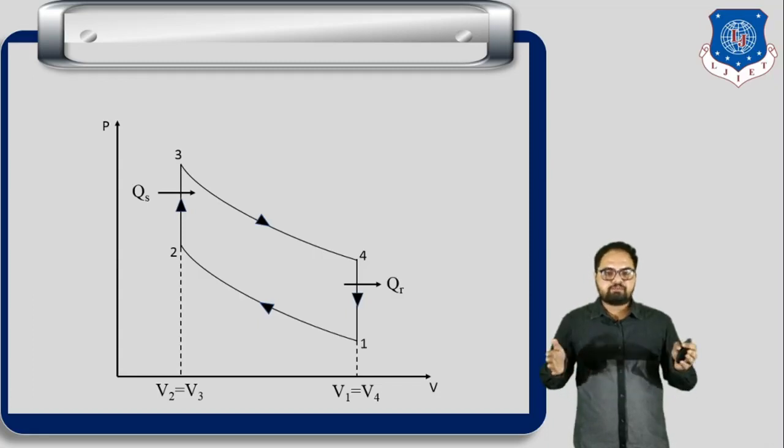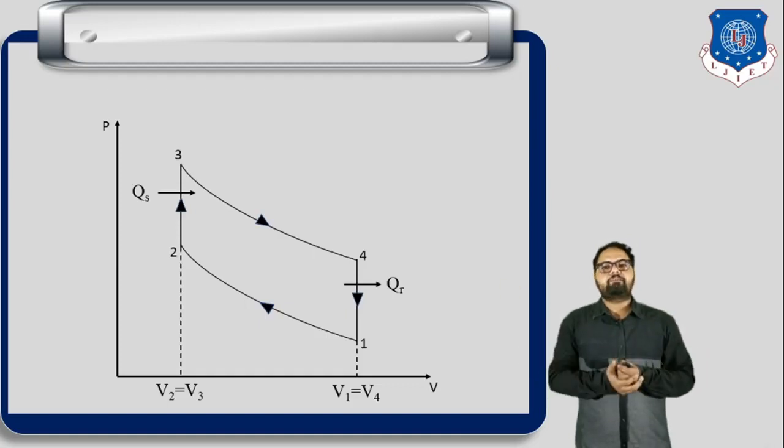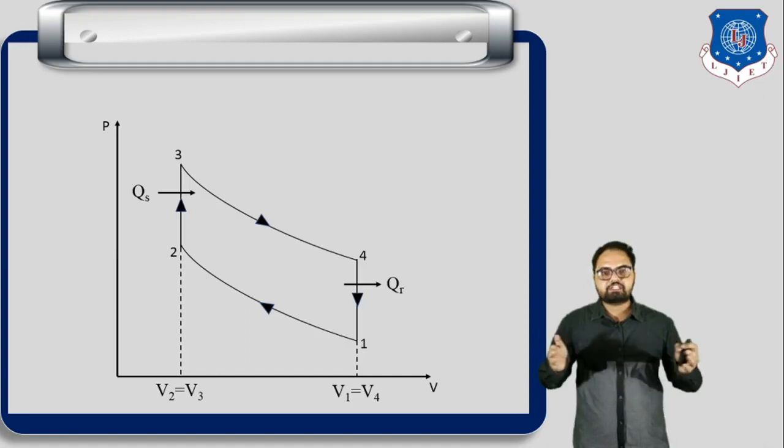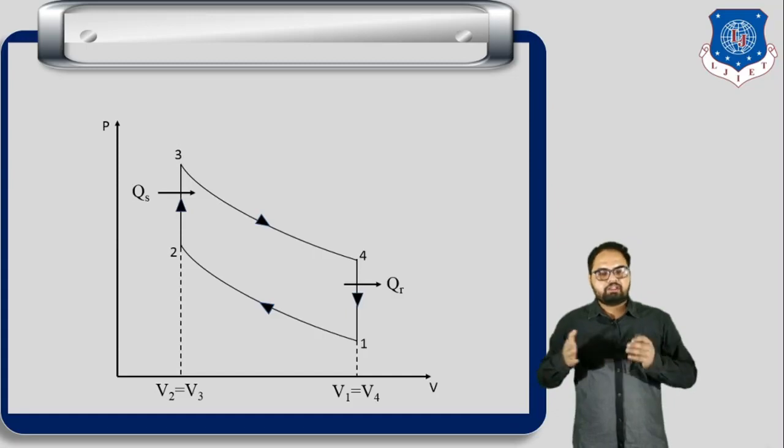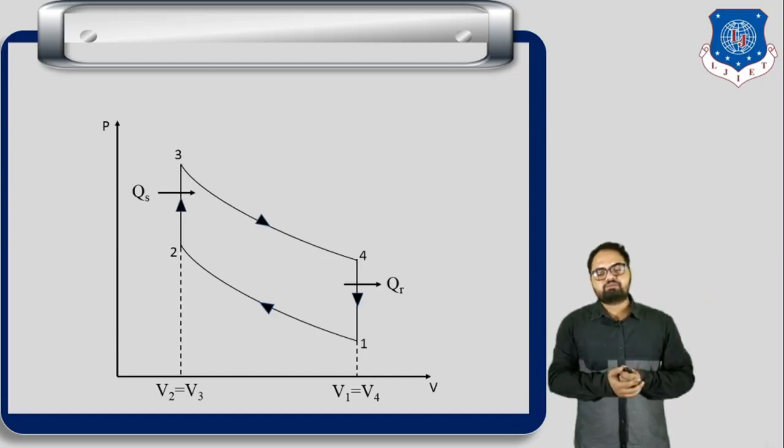As the air expands, its volume increases and pressure decreases, which is indicated by line 3 to 4 on the PV diagram. This process takes place adiabatically, so it is known as the adiabatic expansion process. After that, during process 4 to 1, the heat is rejected to the atmosphere at constant volume, which is indicated by line 4 to 1.